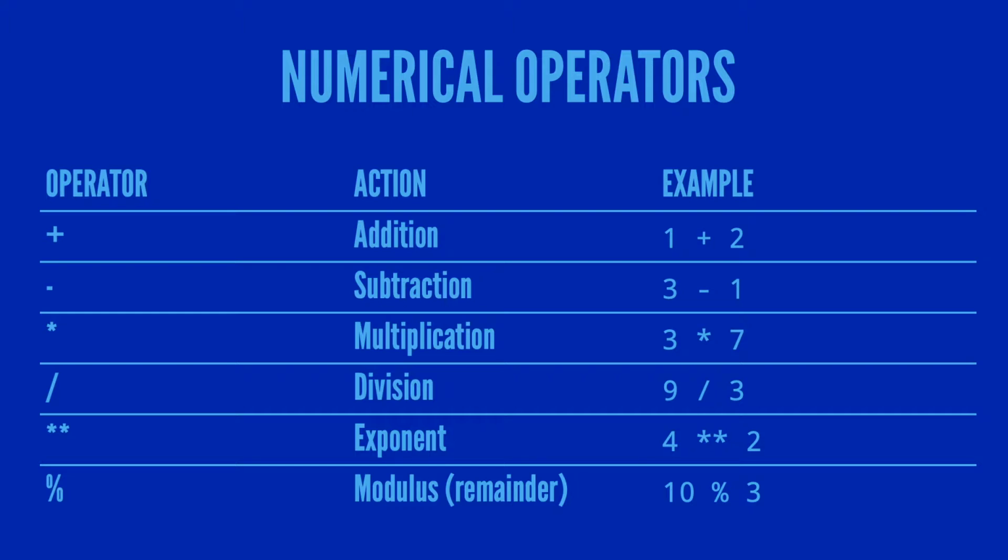We then have an exponent, which is short for to the power of. So 4 exponent 2 just means that 4 is squared, so it's 4 to the power of 2. And then finally the modulus, which is the percent key, and that gives you the remainder after doing the division. So 10 modulus 3: 3 goes into 9 without any decimal points, and then it leaves a remainder of 1.